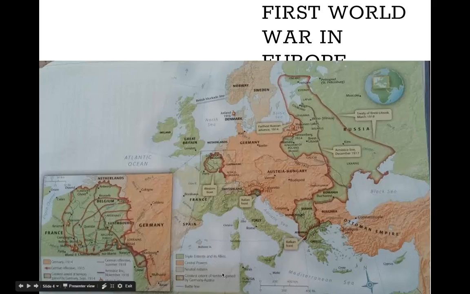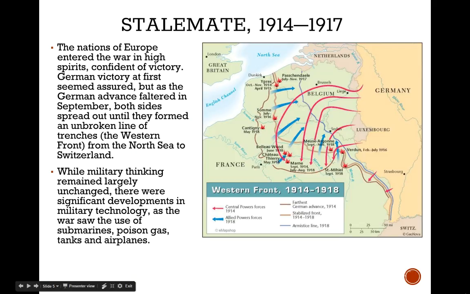So we got a battle plan right here. Triple Entente, Central Powers, neutral nations, as well as extent of territory gained by either. The stalemate. The Western Front, folks. You got the Western Front that is all about trench warfare, and the Eastern Front, which is much more fluid. The nations of Europe entered the war in very high spirits because each of them were very confident that this was going to be an easy victory.